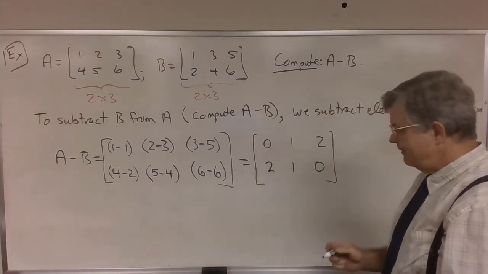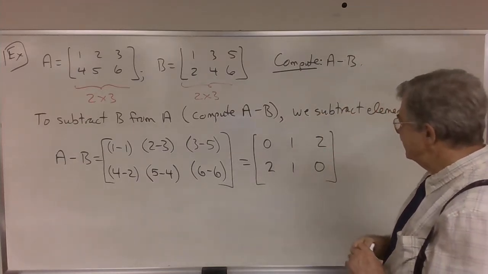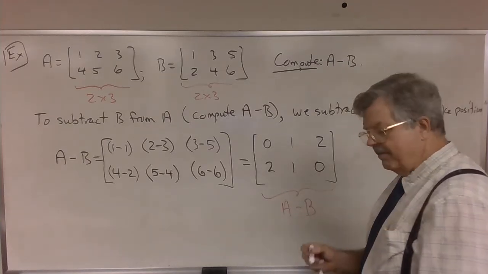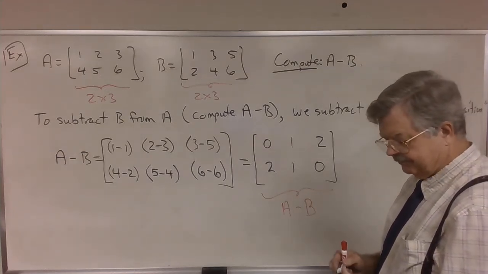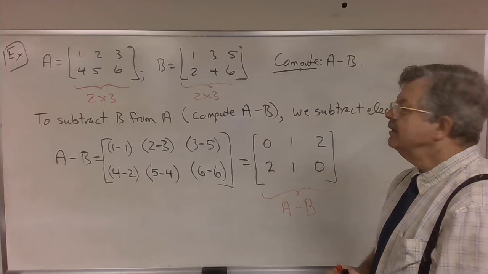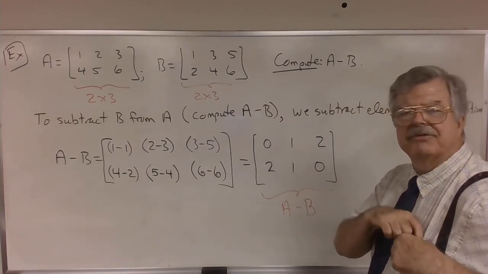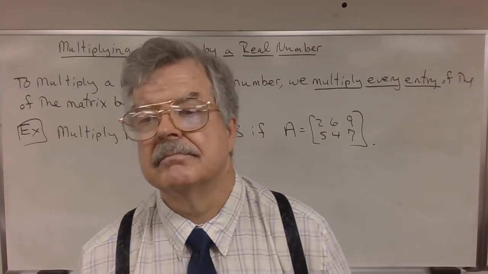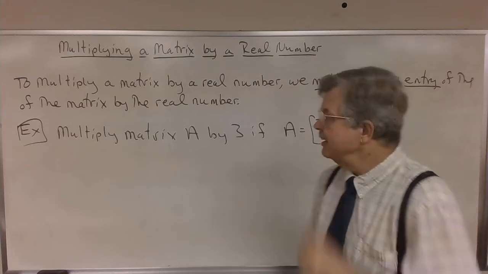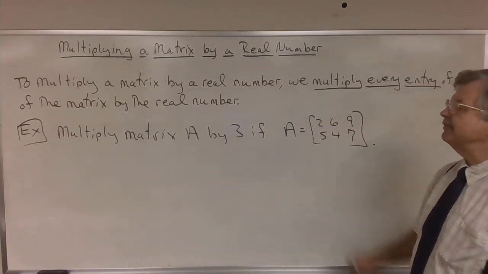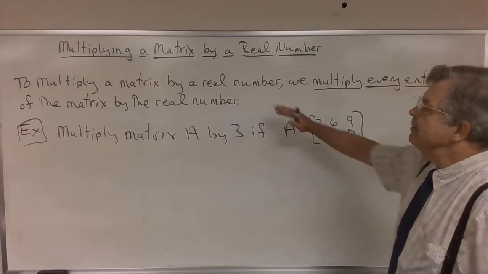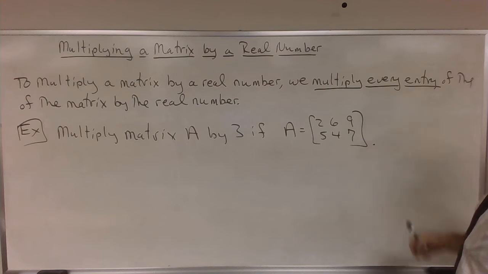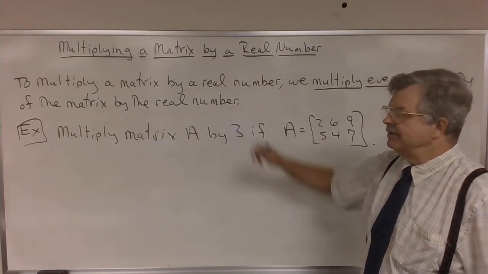And so here we have it. This matrix, A minus B. Let's see, what else can we do with matrices? We can multiply a matrix by a real number. Okay, multiplying a matrix by a real number. To multiply a matrix by a real number, we multiply every entry of the matrix by that real number.